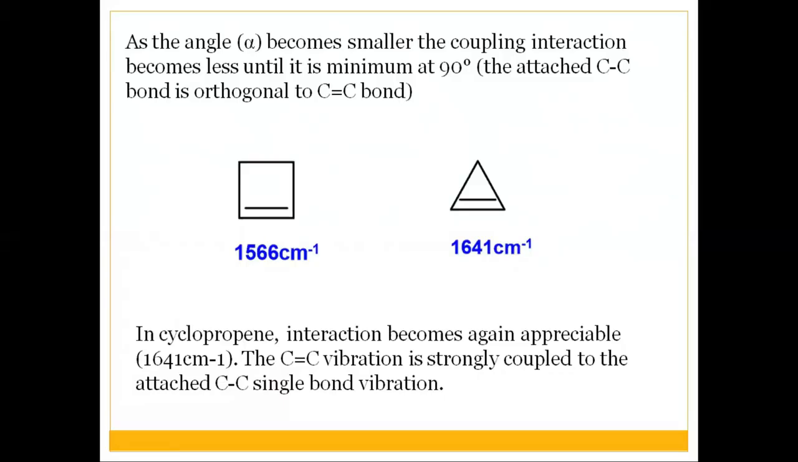But in cyclopropene, the interaction becomes again appreciable, that is at 1641 per centimeter, and this carbon-carbon double bond vibration is strongly coupled to the attached carbon-carbon single bond vibration. So here you can see the increase in the vibrational frequency.